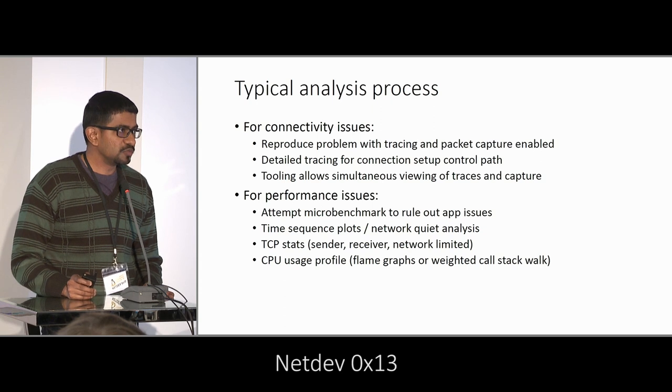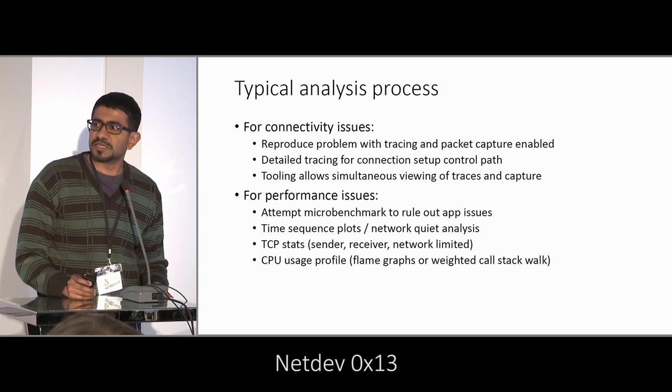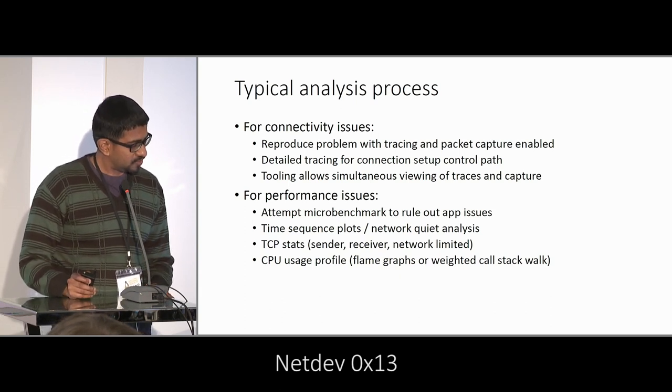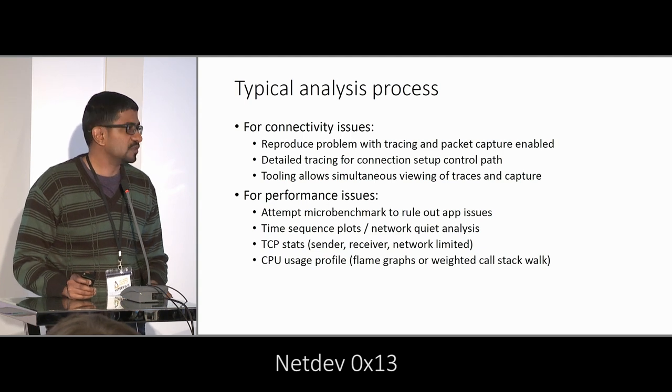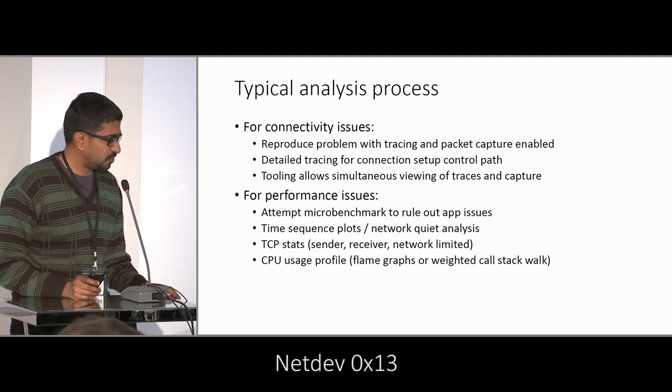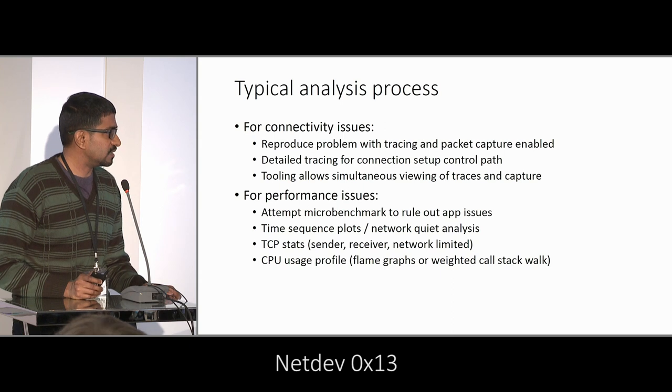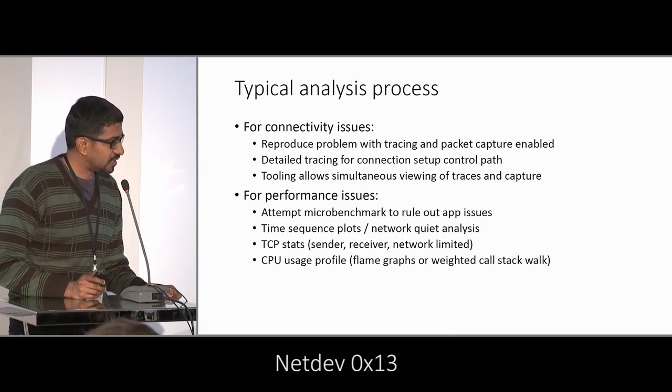Of course, CPU usage profile is another very, very useful thing. This is for weighted call stack analysis, where the CPU is being spent, or flame graphs. So basically, that shows the distribution of where in the network stack most of the processing is occurring. That is useful for finding perf bottlenecks that are at very, very high data rates.